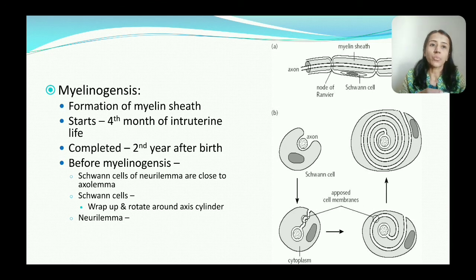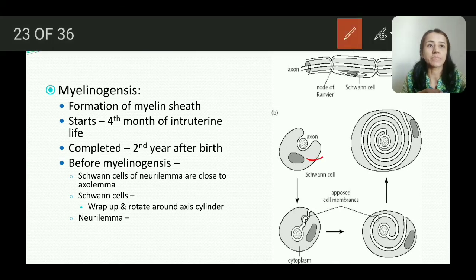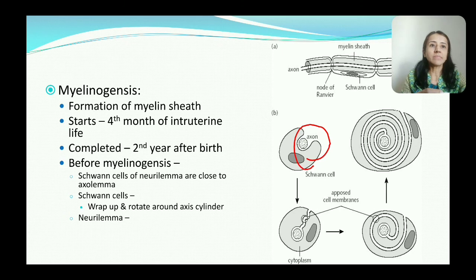Now, before myelinogenesis, you can see here, Schwann cells are close to the cell membrane of the axon. In this diagram you can see here. And as the myelin sheath is formed, the cell membrane of the Schwann cell covers the axolemma, and the Schwann cell is present in the outermost part. This outermost part, the Schwann cell, is known as neurilemma. So neurilemma is nothing but the sheath of the Schwann cell.